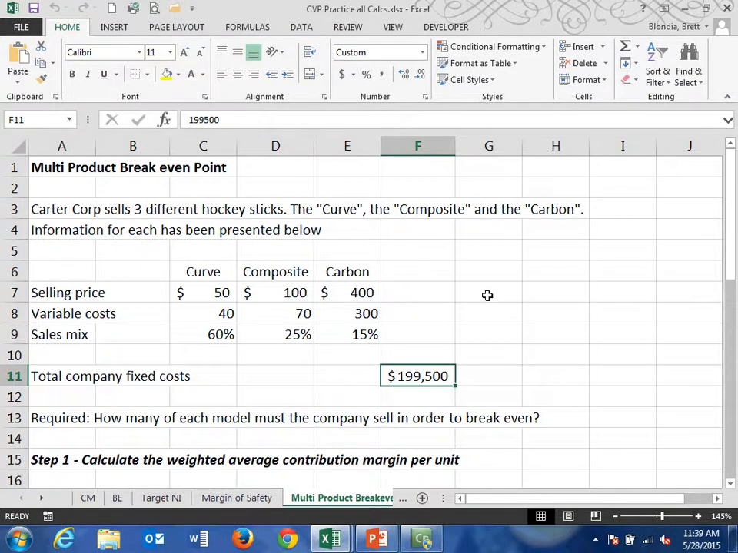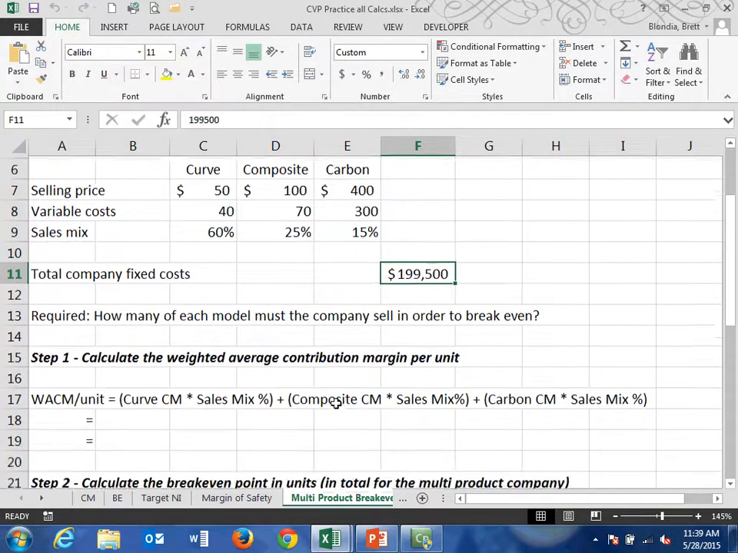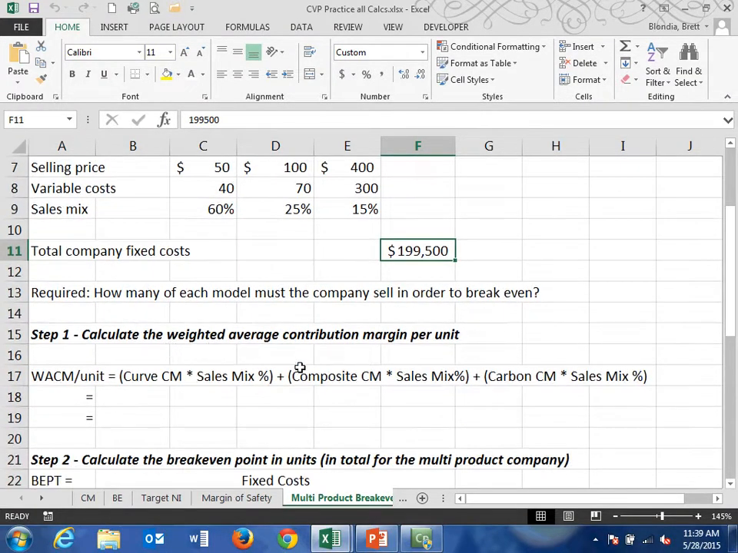Okay? So step 1 was calculate the weighted average contribution margin per unit. Here's our formula. Since I have 3 products, I've got the carbon, the curve, and the composite, I'm going to need to do 3 calculations and add them all together.